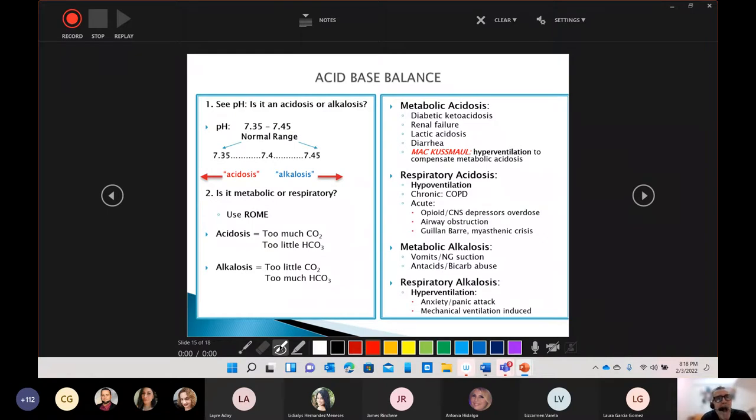COPD produces hypoventilation because of obstruction of the airway. But it is a chronic condition. There are acute obstructions of the airway, like a foreign body in the trachea, a piece of beef, or a toy, or laryngospasm, like in anaphylaxis, angioedema, and edema of the glottis.